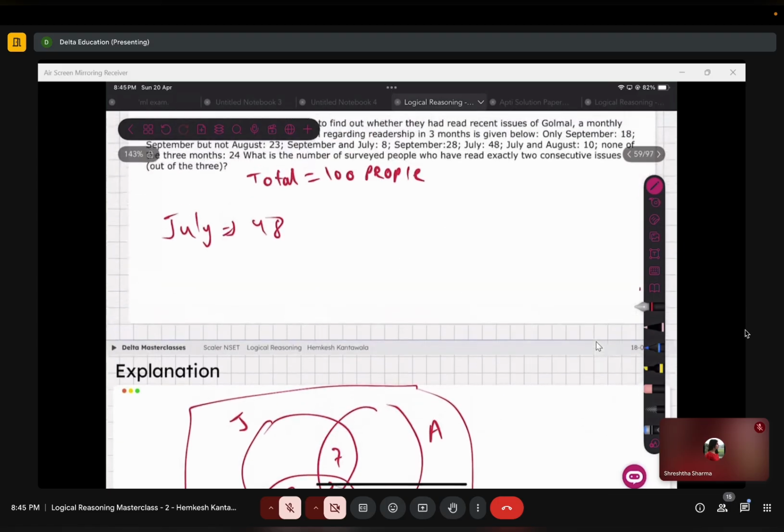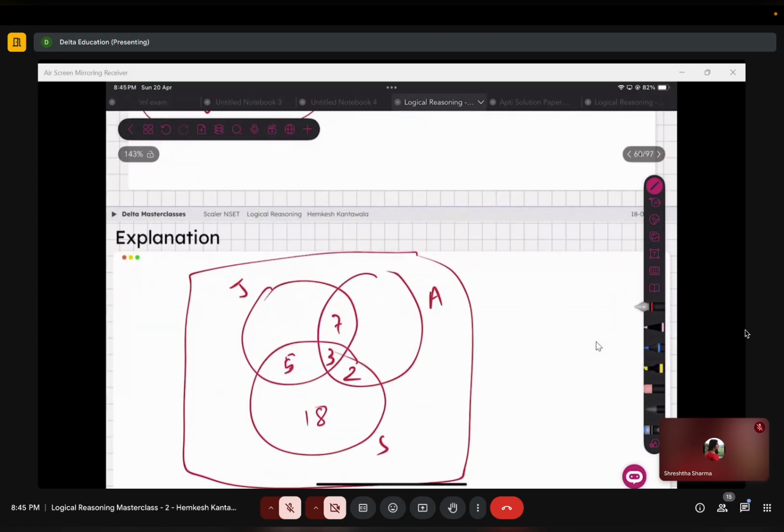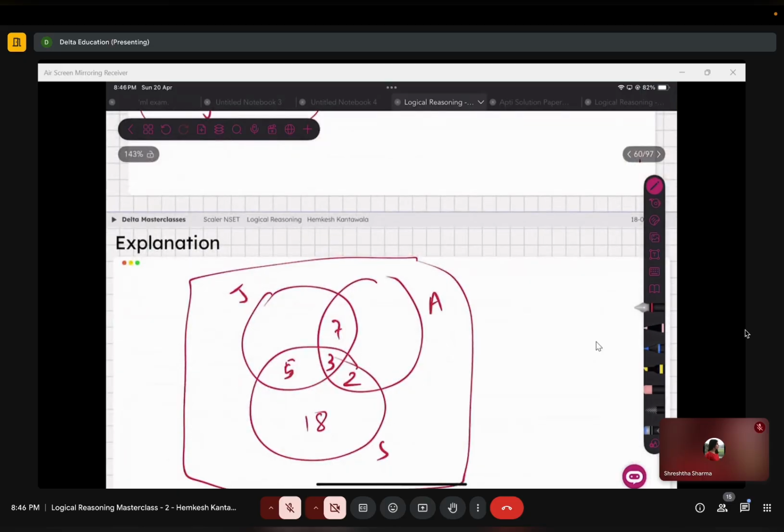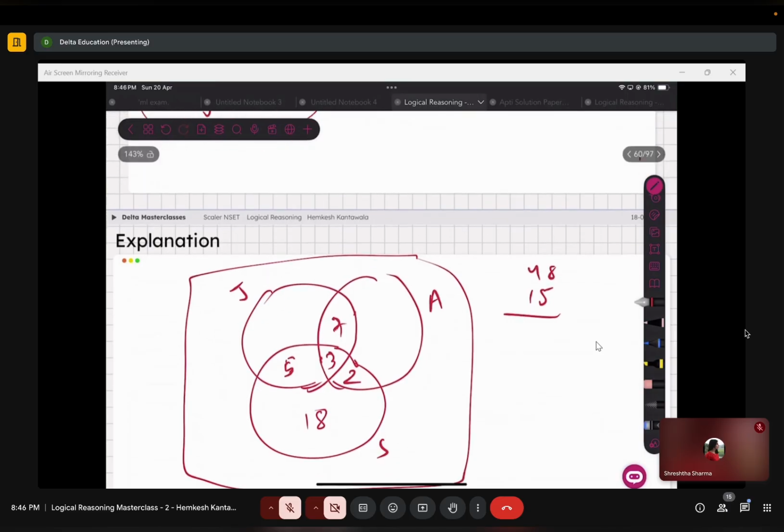Now we can use this data, which is 48. If whole July is 48, we can now easily find this region, which would be equal to the whole, 48, minus 7, minus 3, minus 5. This is 7, this is 3. So 7 plus 3 is 10, 10 plus 5 is 15. If we want this portion, it would be July, 48 minus 15, which is 33.